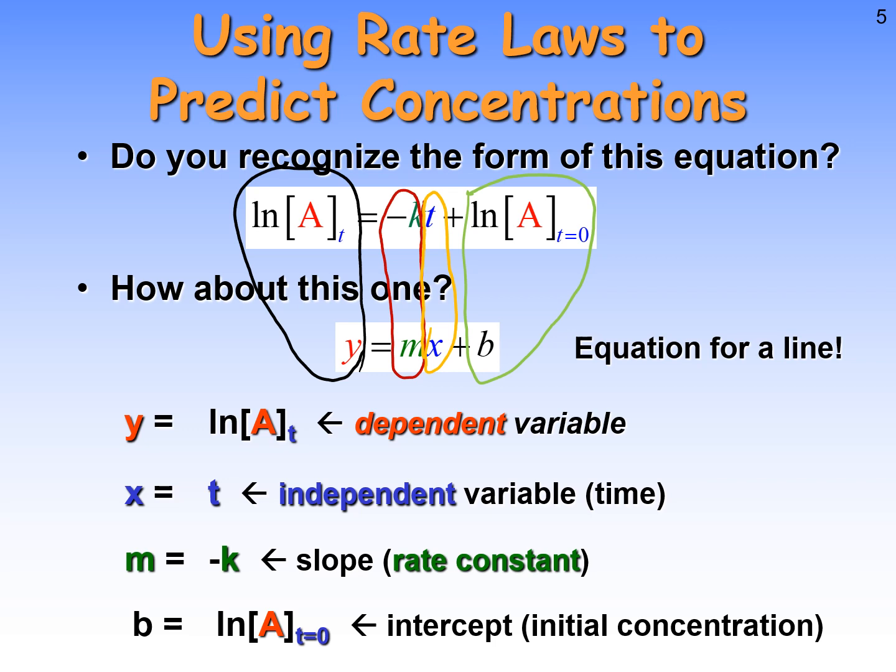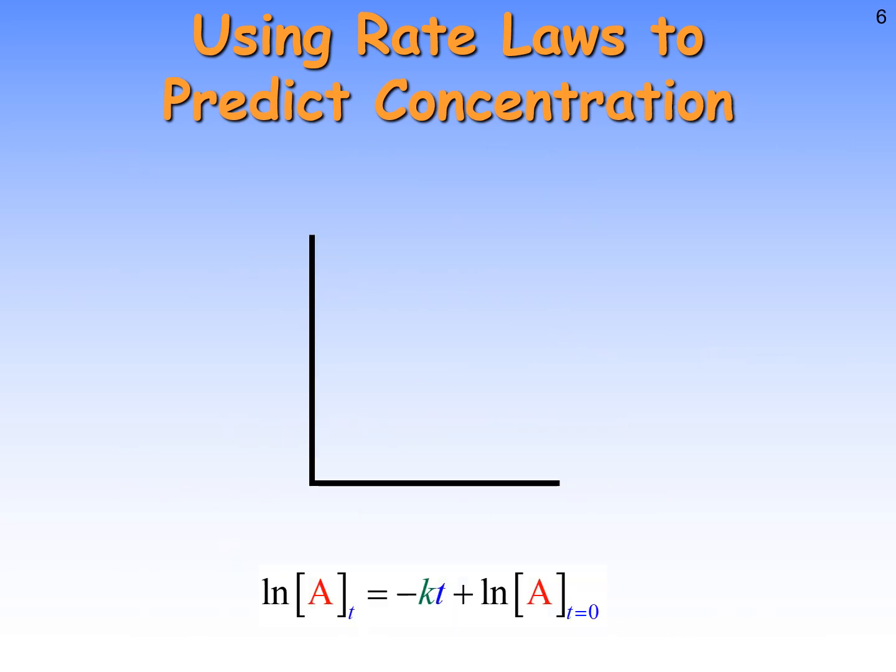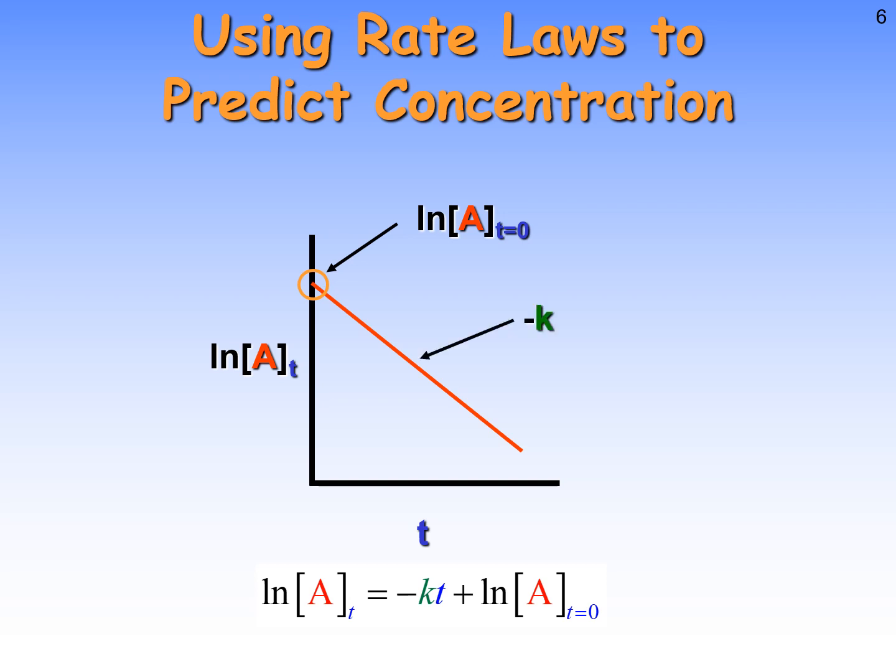So if we graph this, we can get some information out of it, right? So how would we graph it? Well, we'd put time on the x-axis, the natural log of the concentration at time t on the y-axis. And when you do this, if it's a first order rate law or first order reaction, we're going to get a straight line with a negative slope. The y-intercept will be equal to the natural log of our initial concentration, and the slope of this straight line is going to be equal to negative k.